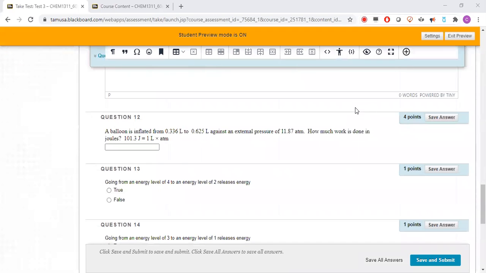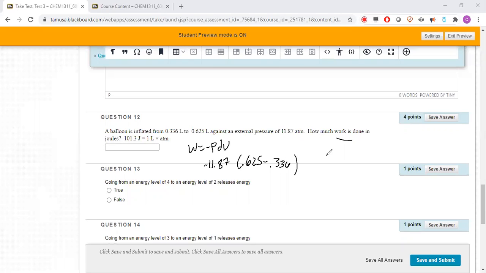Solve for energy. That's it. Okay. A balloon is inflated from 0.336 to 0.625 against an external pressure of 11.87 atmospheres. How much work was done? So work equals negative P delta V. That's the equation. P is pressure, so negative 11.87 multiplied by delta V, which is final minus initial, 0.625 minus 0.336.